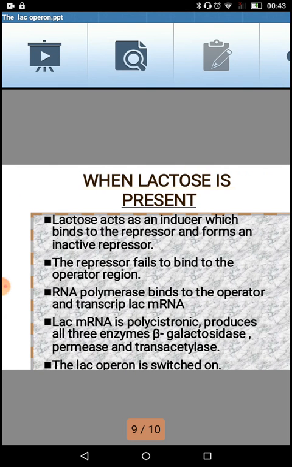When lactose is present, lactose acts as an inducer which binds to the repressor and forms an inactive repressor. That means it will make the repressor structurally so different that it is not going to attach to the operator. The repressor fails to bind to the operator region, and RNA polymerase binds and transcribes messenger RNA. Lac messenger RNA is polycistronic and produces three enzymes: beta galactosidase, permease, and transacetylase. Thus, the lac operon is switched on.